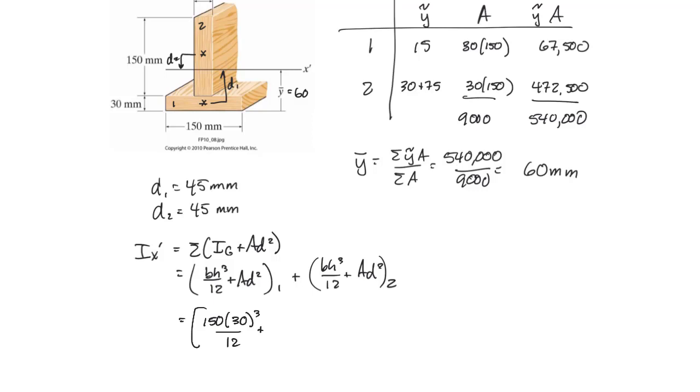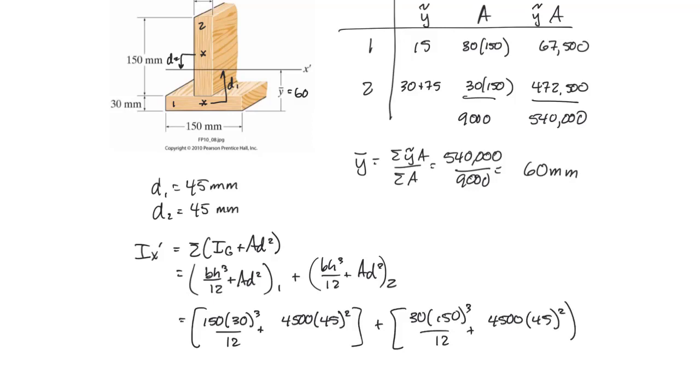The area is 30 times 150, which is 4,500. The distance we're moving it is 45, and that's all we need for that. All right, add that to part number 2. In this case, the base is 30 times 150 over 12. The area here, again, because it happens to be the same dimensions, is 4,500 times 45, again, squared. Make sure you don't forget that squared term because this is really commonly forgotten by students.